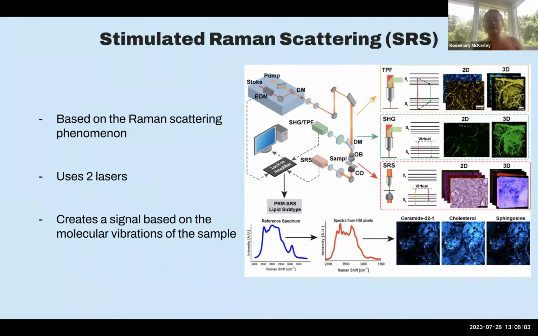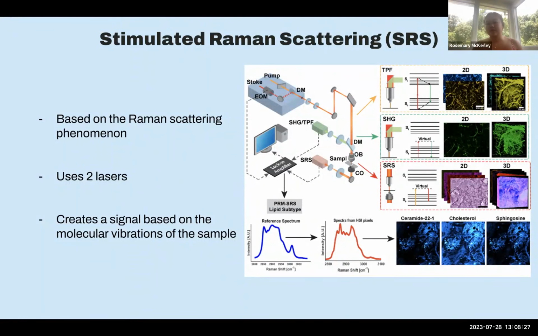And as you can see in this diagram, it actually uses two lasers, one is called a Stokes and the other is called a pump. The Stokes laser goes through something called an electro-optic modulator. That's what EOM stands for in the diagram. And then it's really just a series of complex lenses and mirrors before it reaches the sample.